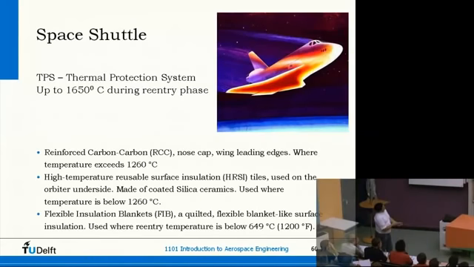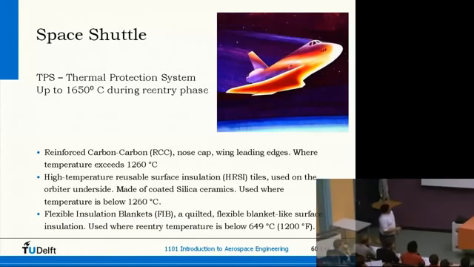This is a heat picture of the space shuttle. Leading edge is here, and also the nose up to 1650 degrees, and that requires special material. For instance, I mentioned already carbon-carbon, reinforced carbon-carbon. Nose cap, wing leading edges, where temperatures are very, very high. But these materials are also very brittle, as we have seen with one of the accidents. Yeah?